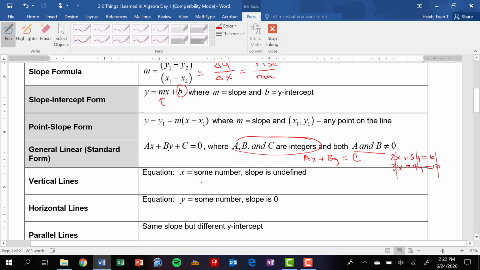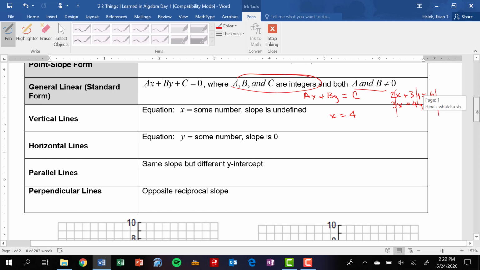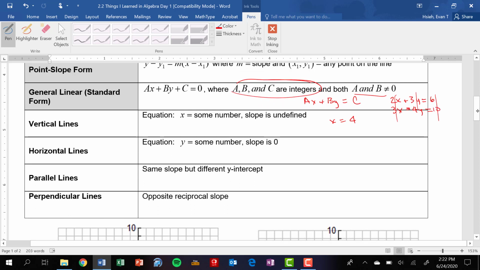Vertical lines always have the equation like x equals a number, so x equals 4 would be an equation of a vertical line that goes through where x is equal to 4, through the x-intercept of 4. Horizontal line is always going to have the form y equals, let's say y equals -2. That's going to be a horizontal line that goes through the y-intercept of -2.